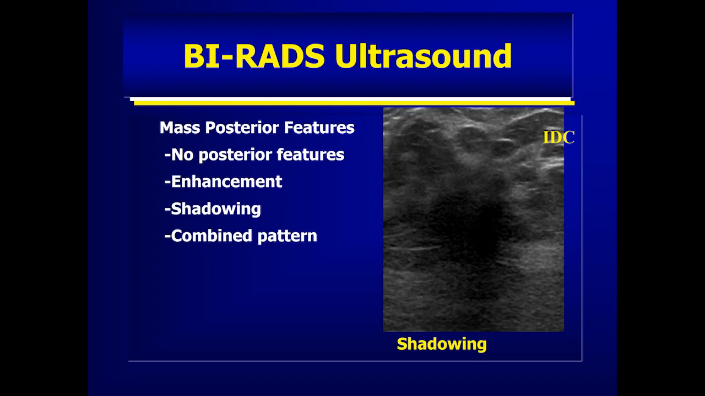And then the BI-RADS ultrasound has other descriptors. There are descriptors for calcifications, for associated features such as architectural distortion or duct changes, and then special cases such as a simple cyst or a clustered microcyst, etc. But the majority of our work in ultrasound will be with masses and using these major categories that we discussed, such as shape, orientation, margin, echo pattern, and posterior features.